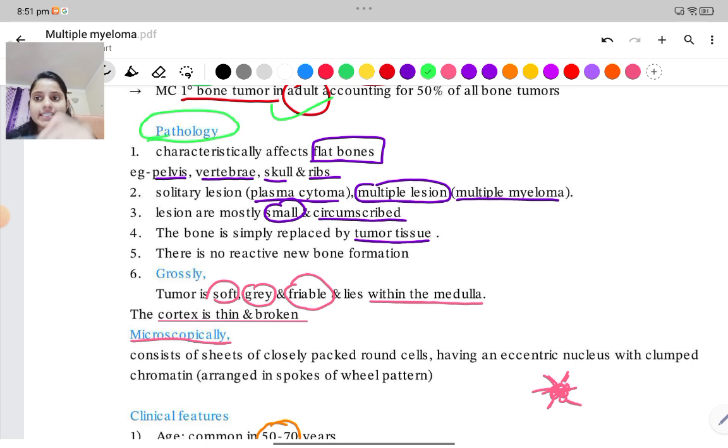Pathology, it characteristically affects the flat bones like pelvis, vertebra, skull and ribs. It may have solitary lesion, plasmacytoma or the multiple lesion. Lesions are mostly small and circumscribed. The bone is replaced by the tumor tissue. There is no reactive new bone formation. Grossly, it is soft, grey, friable and lies within the medulla. Cortex is thin and broken.